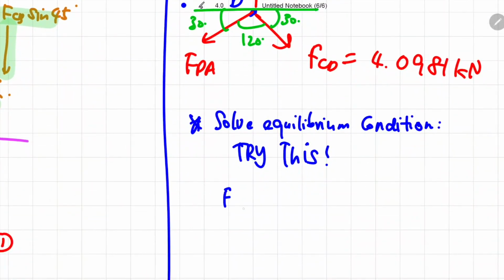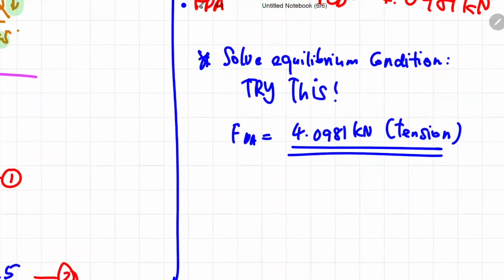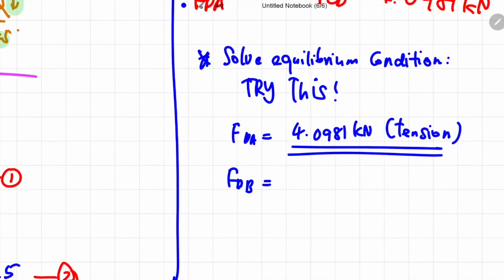Okay, you should get the force at member DA to be 4.0981 kilonewton, and it is in a tension state. And the force at member DB is also 4.0981 kilonewton, and it is also in a tension state.